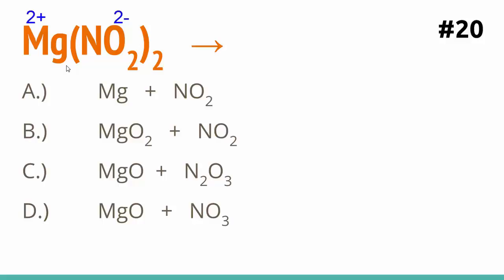The 2 nitrogens that are in this compound have to give me a +6 in order to balance this thing out. 2 nitrogens that give me a +6 total means each nitrogen is worth a +3. So magnesium's +2, nitrogen's +3, and oxygen, as always, is -2. Well, if nitrogen's +3, and I bring it across to the other side and put it together with oxygen at -2, a +3 and a -2 will combine in a 2-to-3 ratio, and that's what we see in choice letter C, MgO plus N2O3.